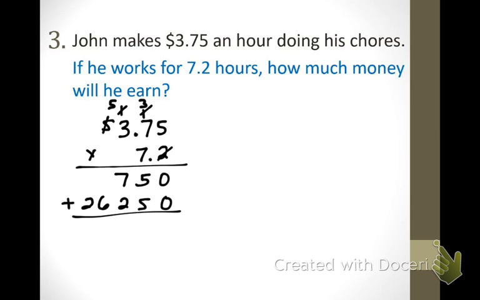Excellent. Let's add them together. 0 plus 0 equals 0. 5 plus 5 equals 10. 7 plus 2.